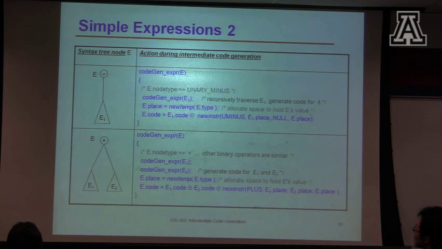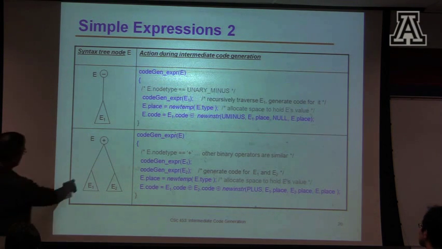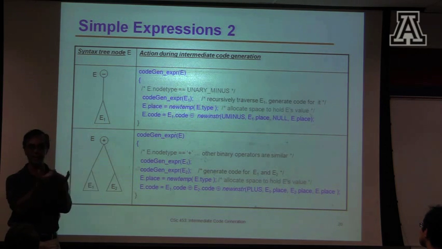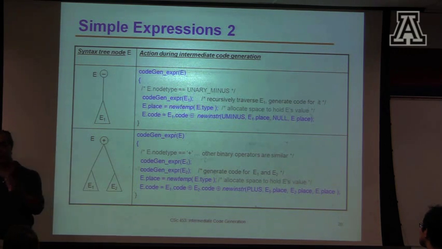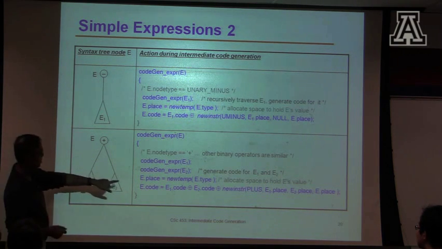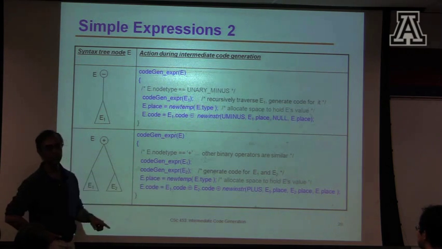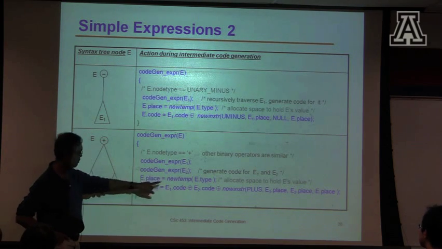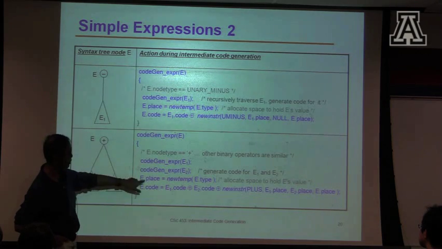So I'm going to evaluate E1 and E2, and then I'm going to take those values and add them, and I need to put that result, the sum, into some location. I need a place to hold that sum. So I'm going to create a new temporary. That's E.place. That's where the value of this whole sum is going to go.